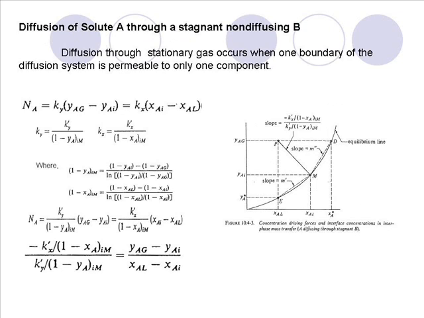The same thing can be done with diffusion of solute A through a stagnant non-diffusing B. Diffusion through stationary gas occurs when one boundary of the diffusion system is permeable to only one component. You can see that the same equation can be used, but the variables Ky and Kx have different values. You can see from these expressions that we can also define an equation for the slope of the PM line.